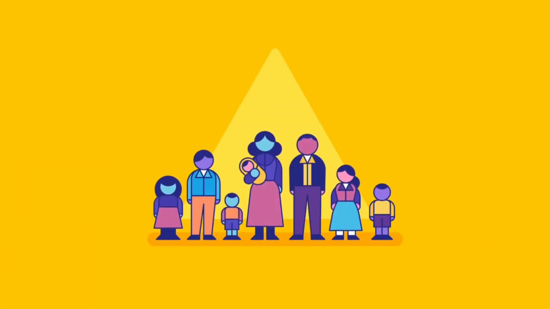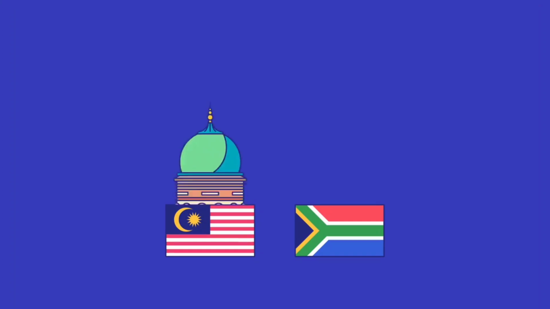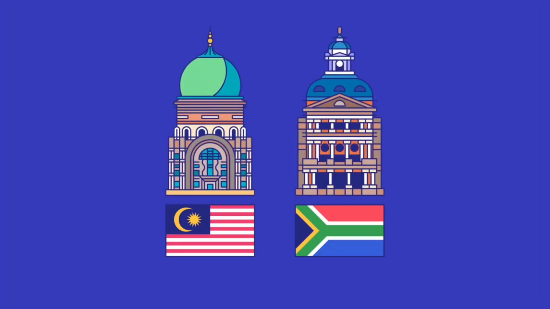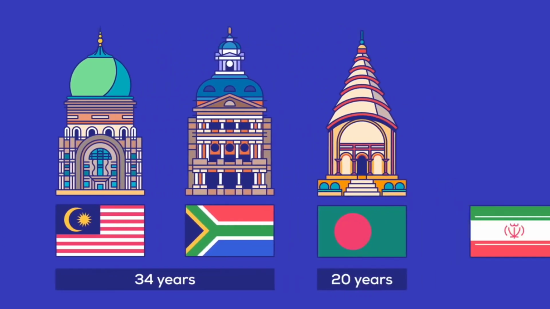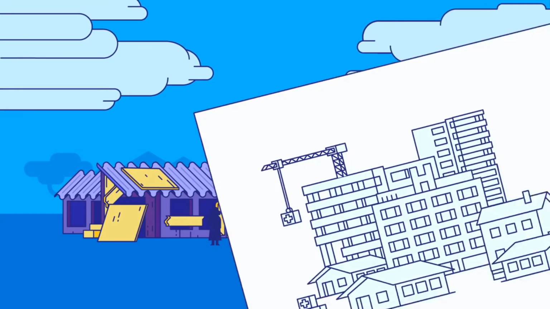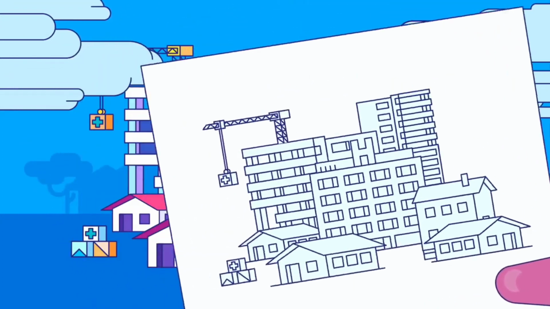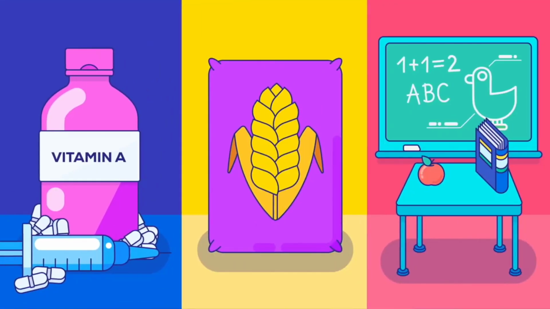It took developed countries about 80 years to reduce fertility from more than 6 children to less than 3. Others are catching up fast. Malaysia and South Africa did it in only 34 years. Bangladesh took just 20. Iran managed it in 10 years. All these countries that are catching up didn't have to start from scratch, and the more support they get, the faster they catch up.